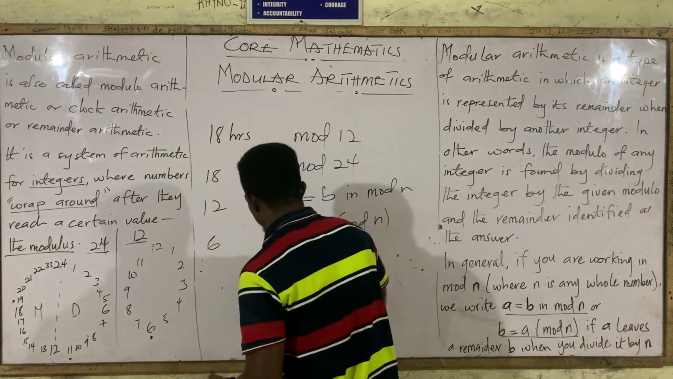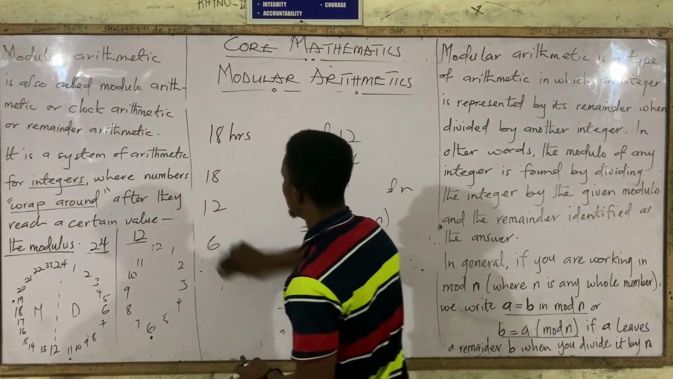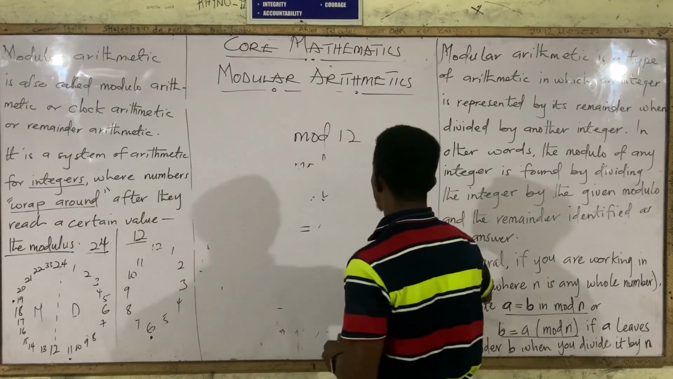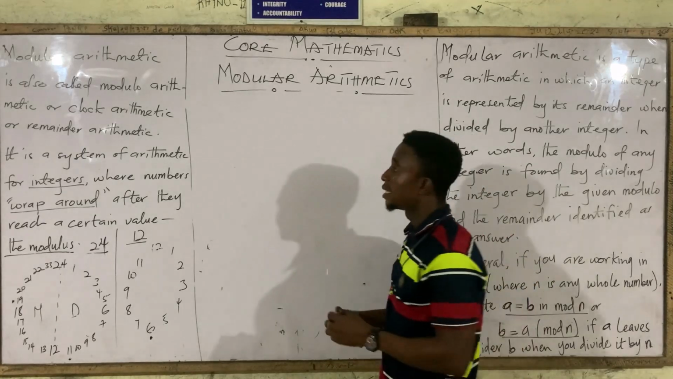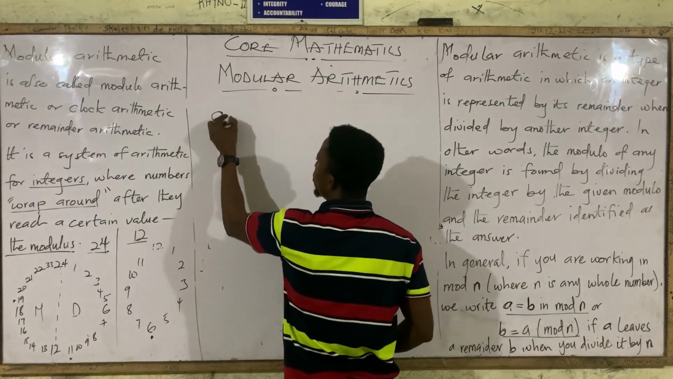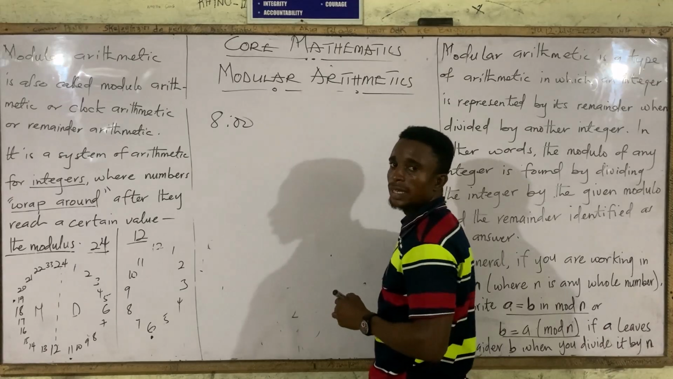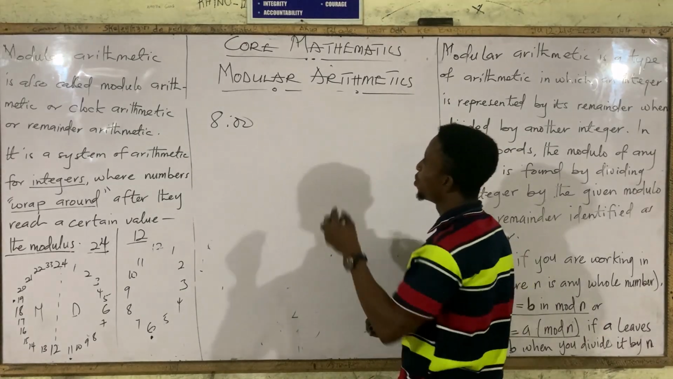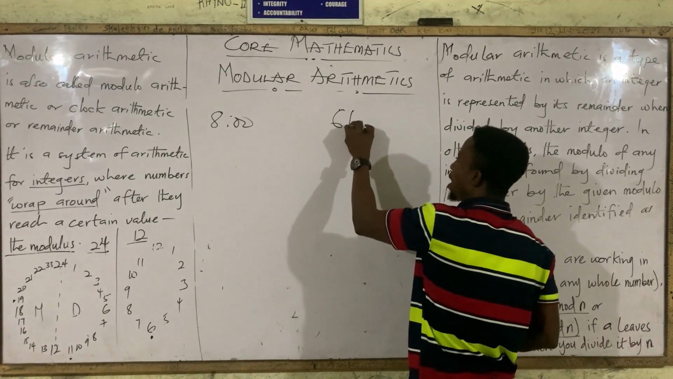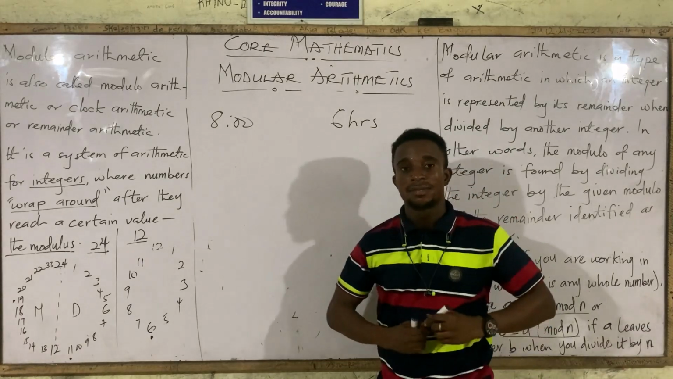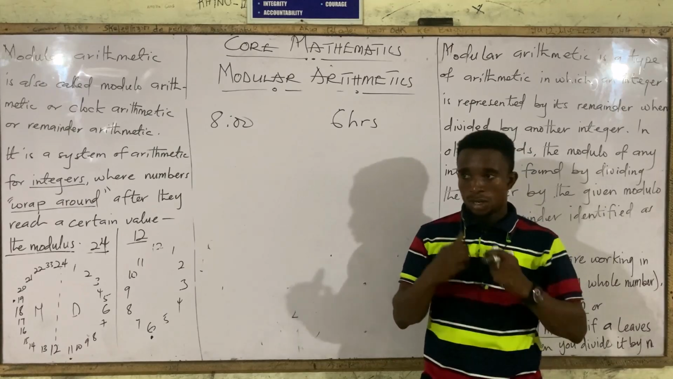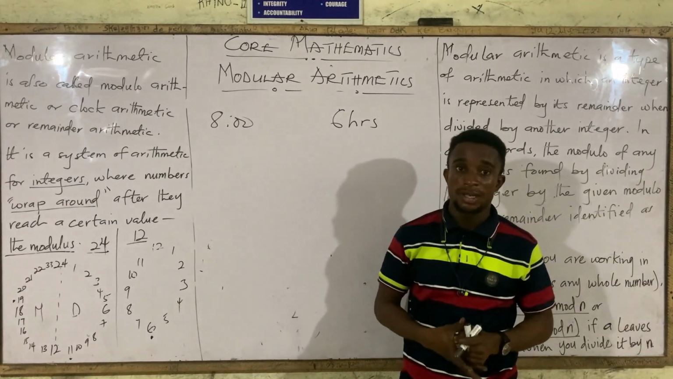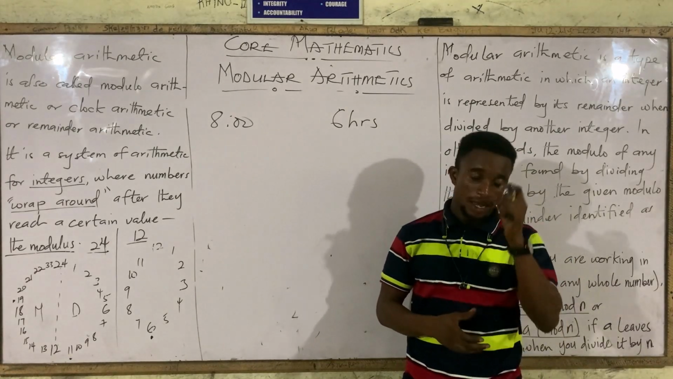Okay. So I can also give you, let's say, in the same modulo, I can choose to give you 8 o'clock. Then we ask you, in 6 hours time, what will be the time? You get that? So the time is now 8 o'clock. So what will be the time in 6 hours time? Please, are we getting that?